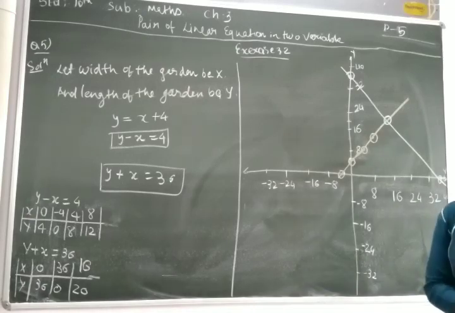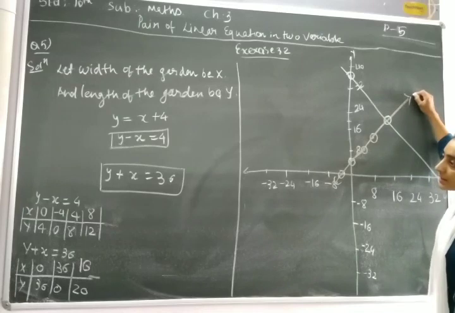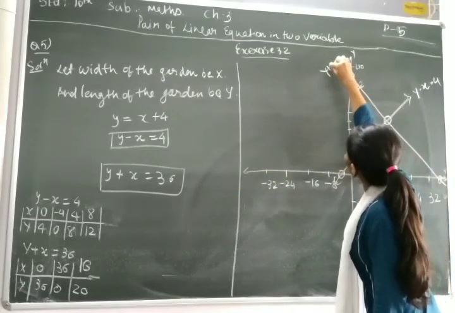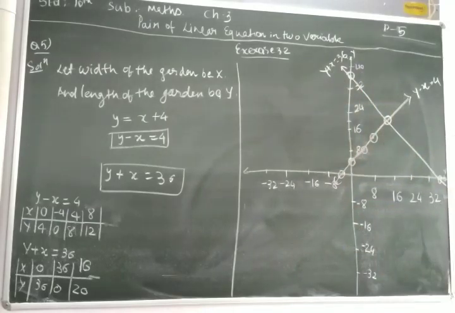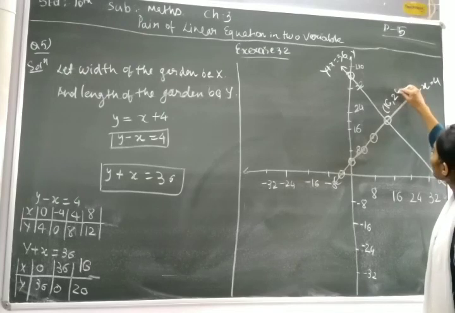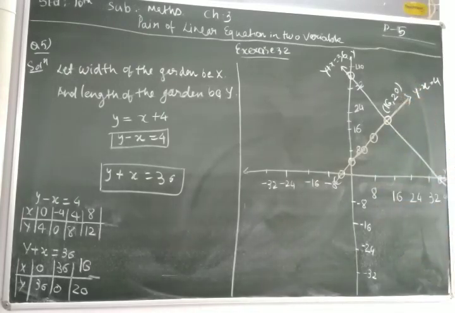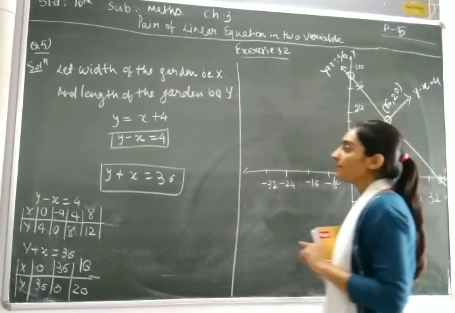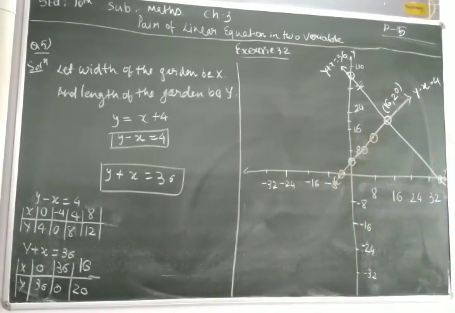When I plot the graph, I found that this one represents y minus x equals 4, and this line represents y plus x equals 36. When I draw the graph, I found that these two lines intersect at a point. I have found that x equals 60 and y equals 20. So this point is common between these two lines. It means the solution of this problem: the value of x is 60 and the value of y equals 20.